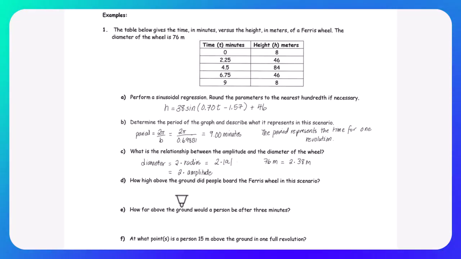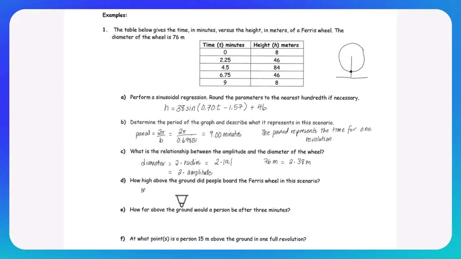So the relationship is the diameter equals twice the amplitude. Part D. How high above the ground did people board the Ferris wheel in this scenario? Well, we know when we look at a Ferris wheel that they get on at the lowest point. In other words, they get on at the minimum point, the minimum Y value.